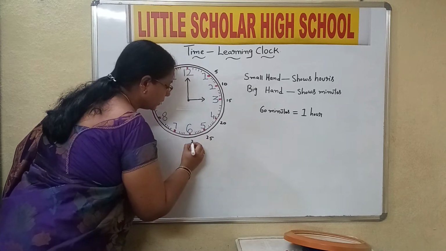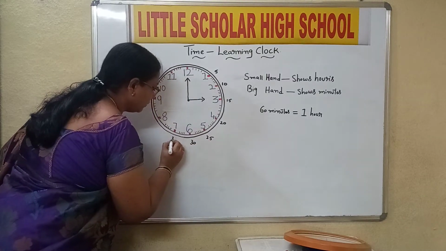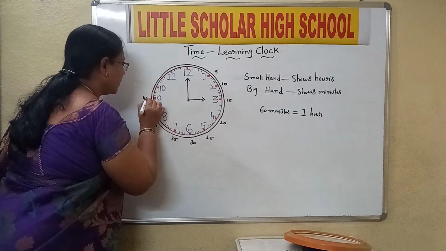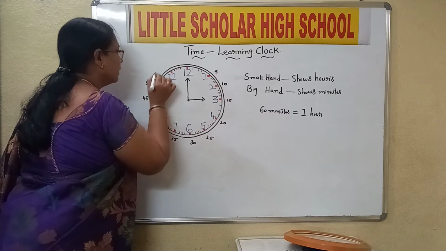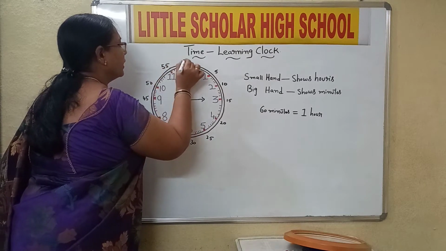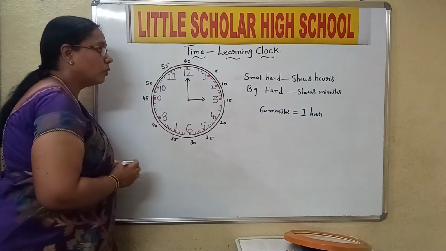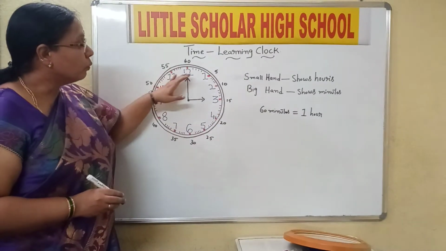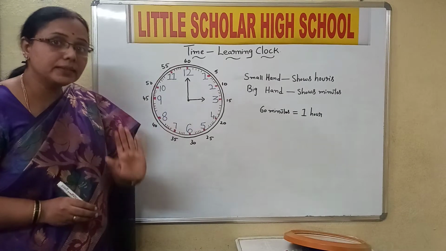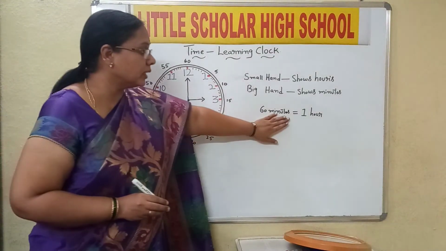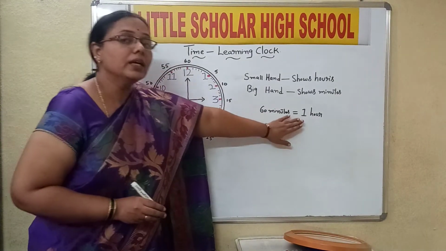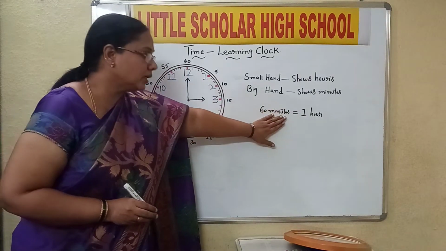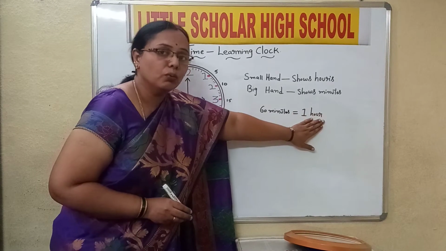25, 30, 35, 40, 45, 50, 55, and 60. Now, why have we taken 5, 10, 15 like this? That means 1 hour will have 60 minutes. How many minutes will be there in 1 hour? In 1 hour, there will be 60 minutes. That is, 60 minutes will make 1 hour.